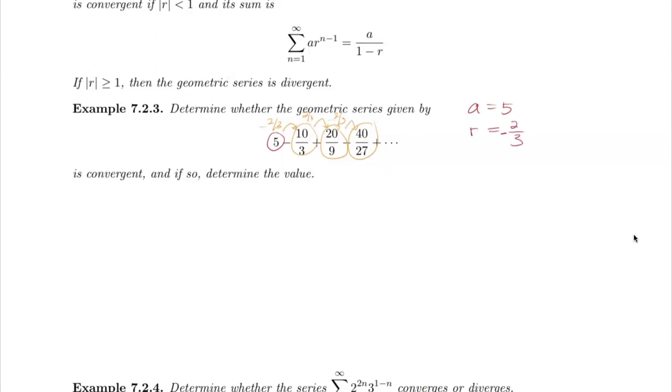Now, since the absolute value of r, which is the absolute value of negative 2/3, which is 2/3, is less than 1, the geometric series converges.